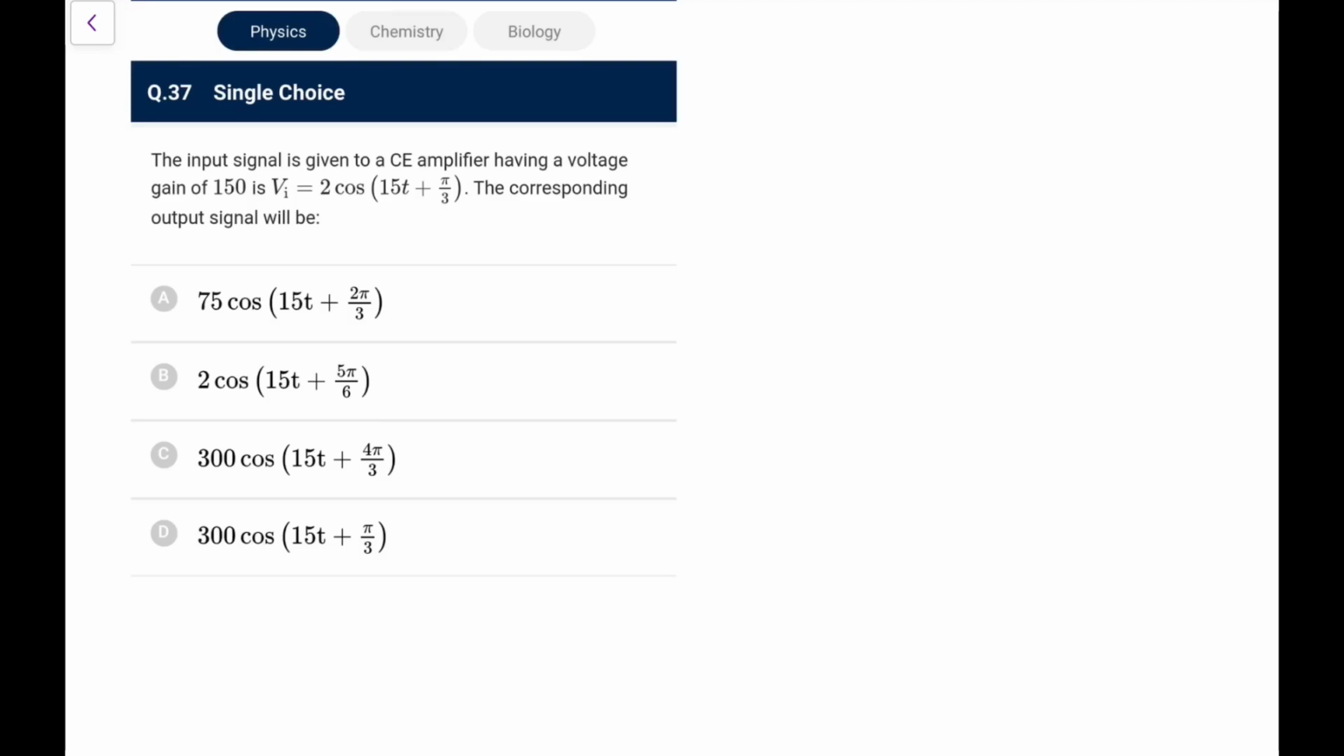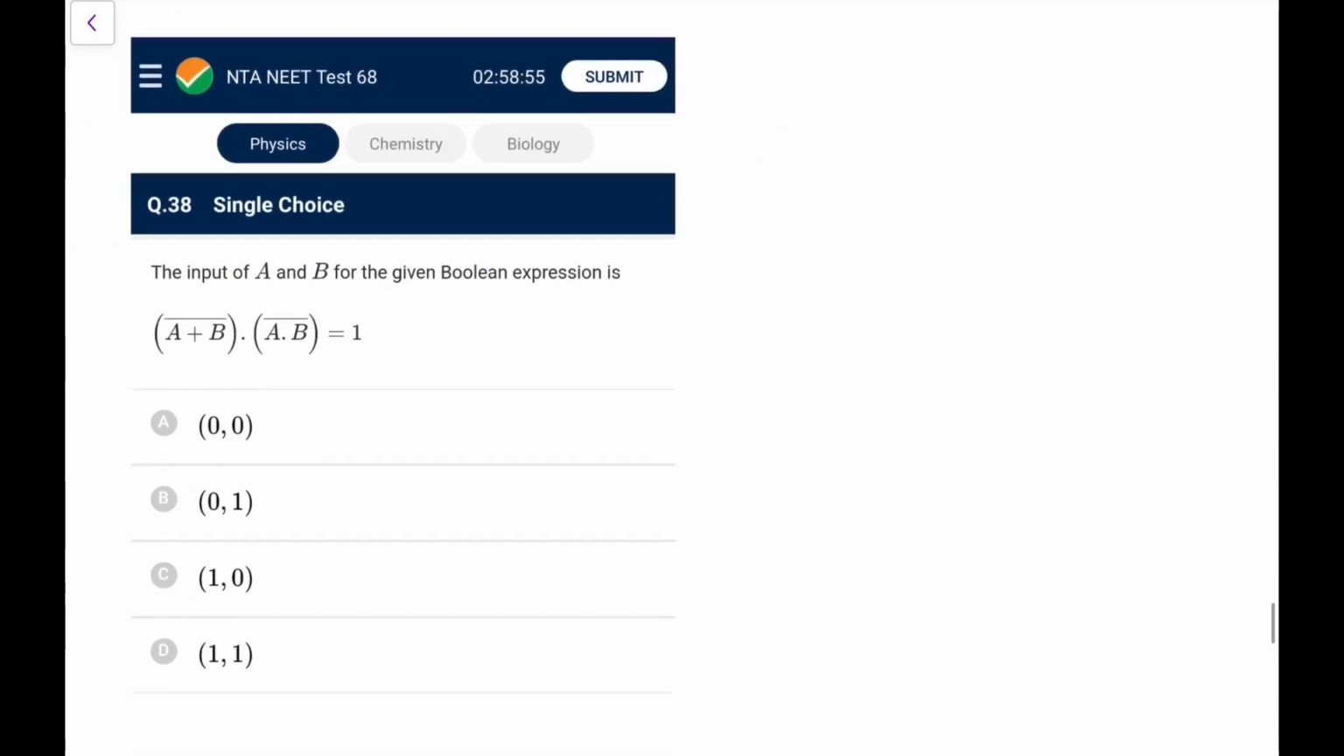Next, the input signal to a CE amplifier, common emitter amplifier, having a voltage gain 150, is this. The output signal, because it is 150, 2 into 150 will become 300. We are left with two choices, and we know here you have that minus sign which shows a pi phase change. So it cannot be pi by 3, it would be pi plus pi by 3, that is 4 pi by 3. That is a question asked many times on this concept.